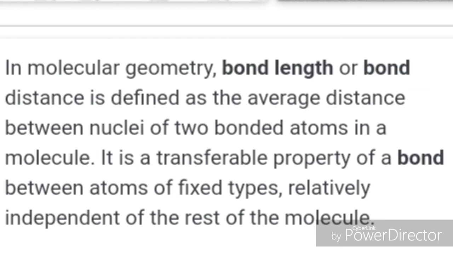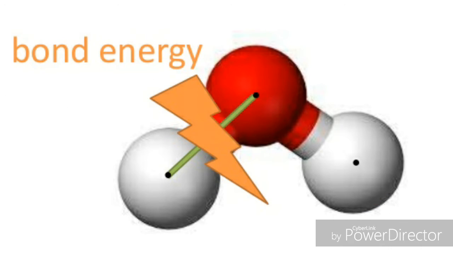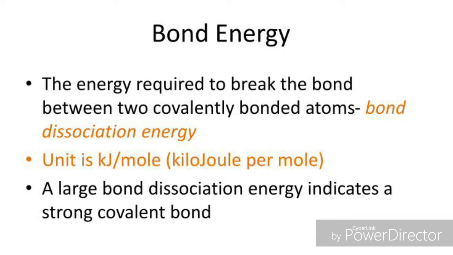Students, now let us move on to bond energy. Bond energy or bond dissociation energy is the energy needed to break a covalent bond between two atoms of a diatomic covalent compound in its gaseous state. The unit for bond energy is kilojoules per mole. A large bond dissociation energy indicates a strong covalent bond.